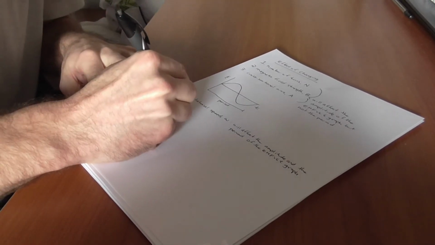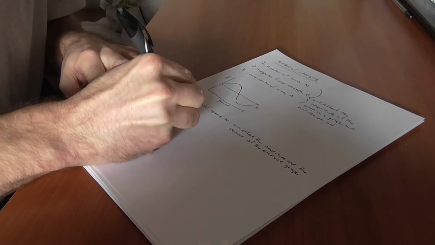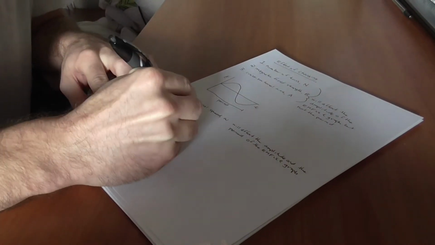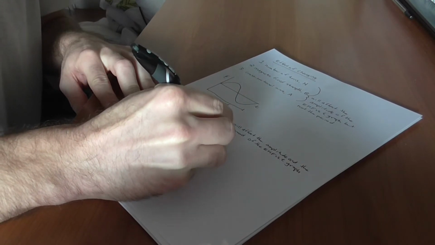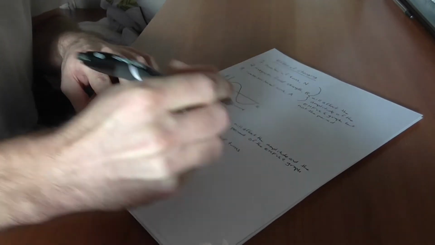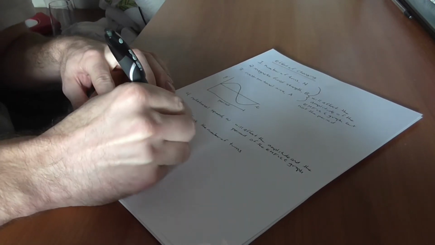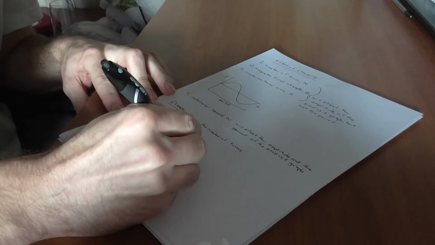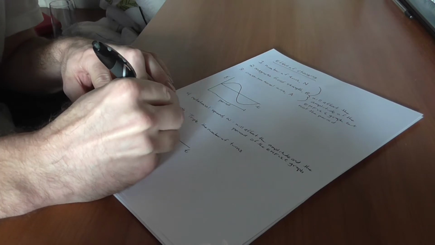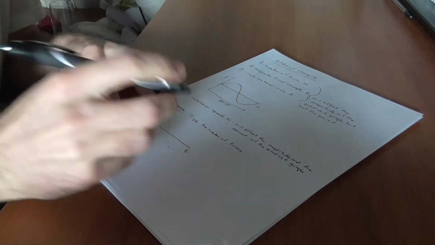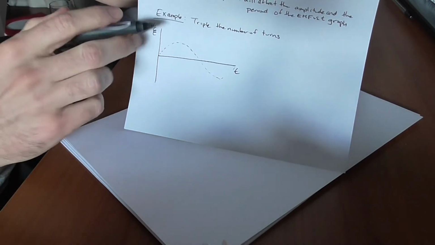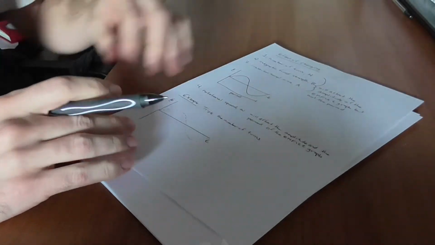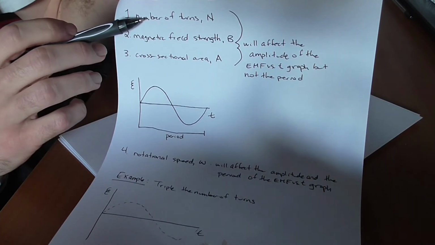So the first example that we'll go through is, let's say that we triple the number of turns. So I'll draw my EMF versus time graph that we start off with, just a regular sine graph like so. I've drawn it with a dotted line, and now we're going to triple the number of turns, and that's going to triple the amplitude, but it's not going to affect the period of the graph.